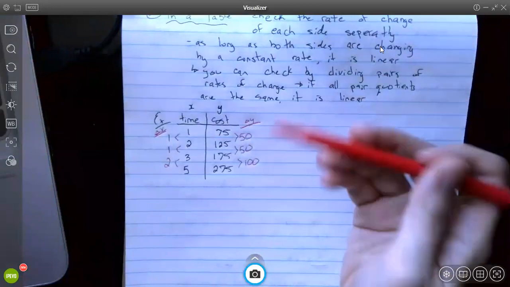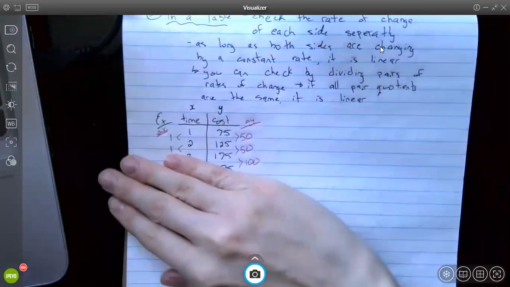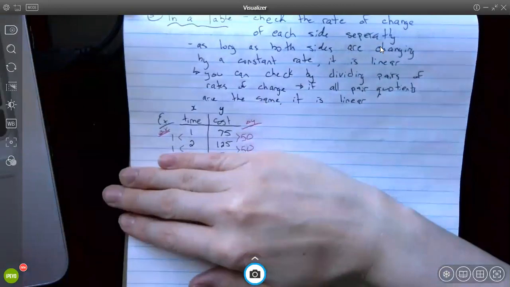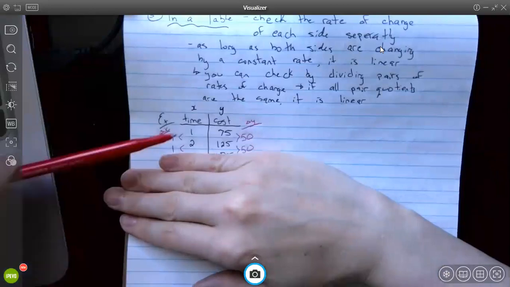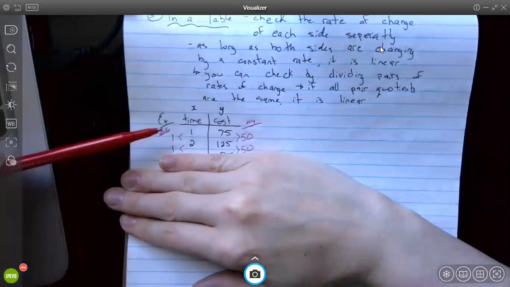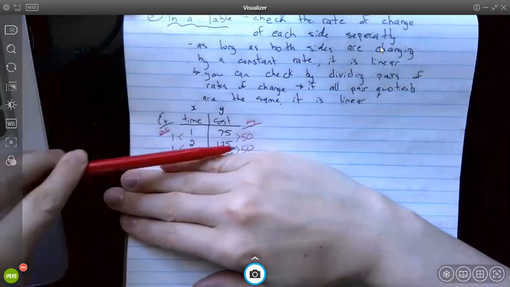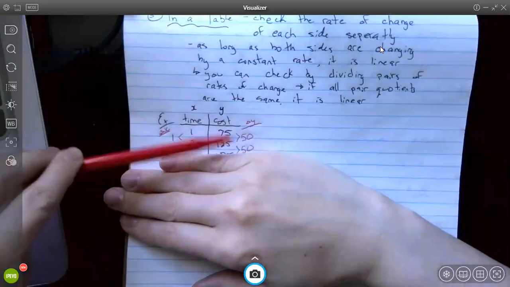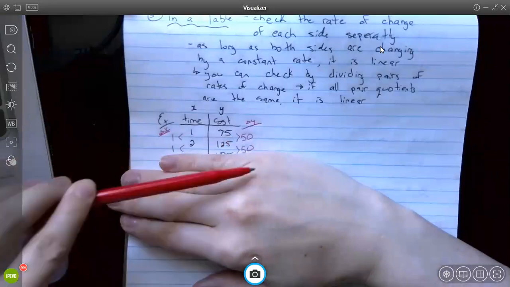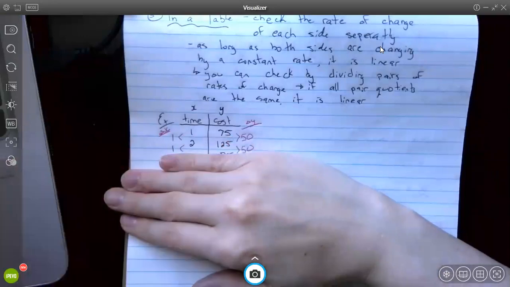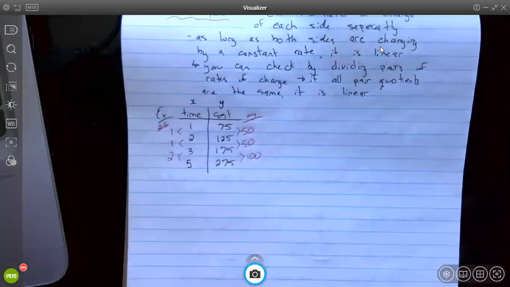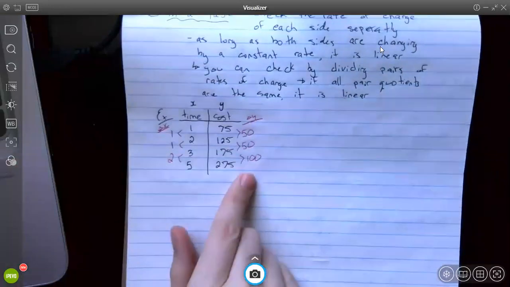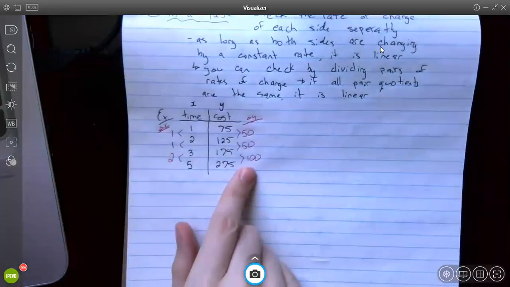Now, if this table only included the first two columns, we would just see that the rate of change is constant for the X's and it's constant for the Y's. It's the same for all the X's and it's the same for all the Y's. So right away we would be able to tell that this is a linear relation. Because I have a different rate of change on the bottom, now I want to check it.